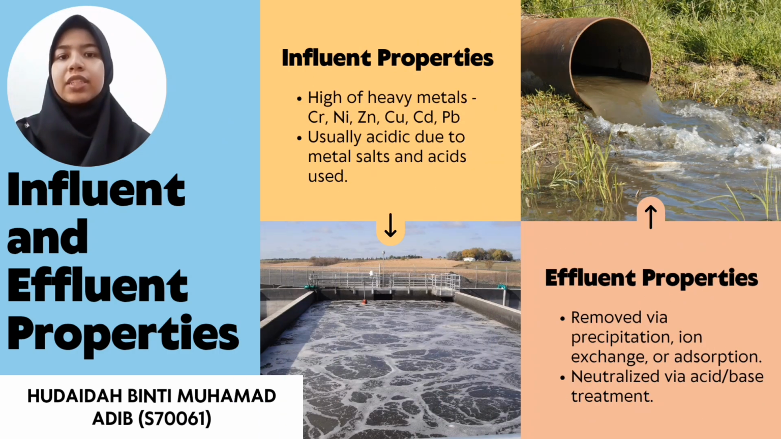In terms of influent properties, it is high in heavy metals such as zinc, copper, and nickel, and it is also usually acidic due to metal salts and acids used. For effluent treatment, we can remove the heavy metals via precipitation, ion exchange, or adsorption. And because of the acidity, we can neutralize via acid or base treatment.